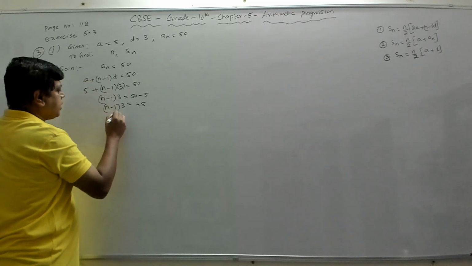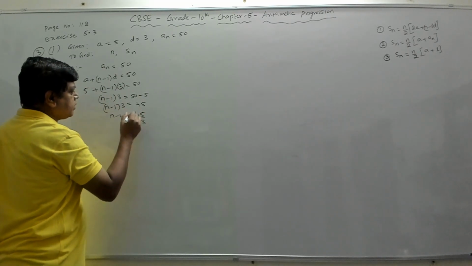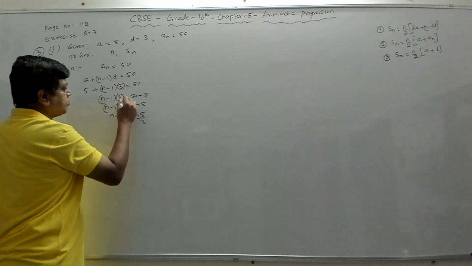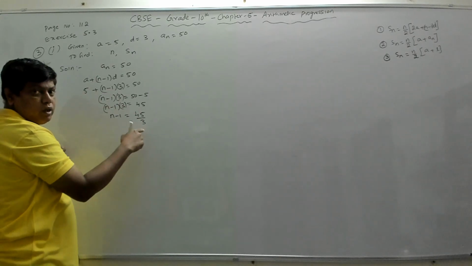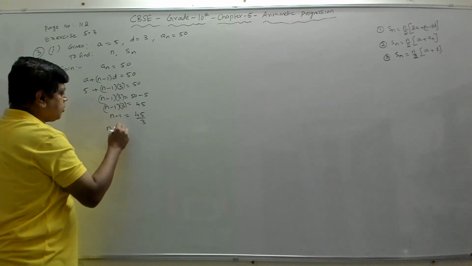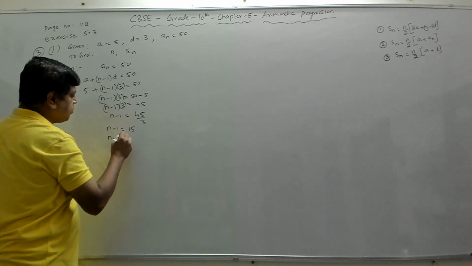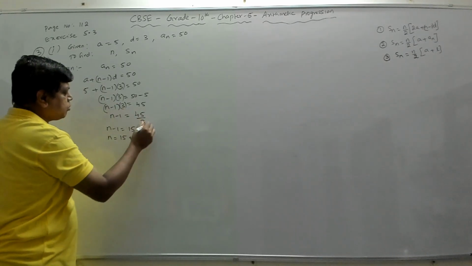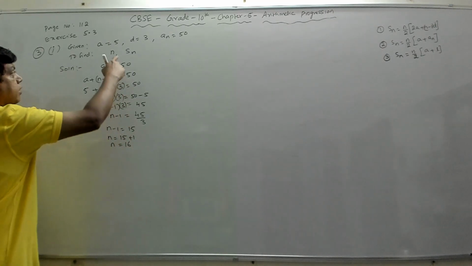So we can say n minus 1 is equal to 45 by 3. When 3 comes to the right hand side, it goes to the denominator, so your n minus 1 becomes 45 by 3, which is 15. So n is equal to 15 plus 1, minus 1 goes to the other side so it becomes plus 1, so n is 16, so we have found n.